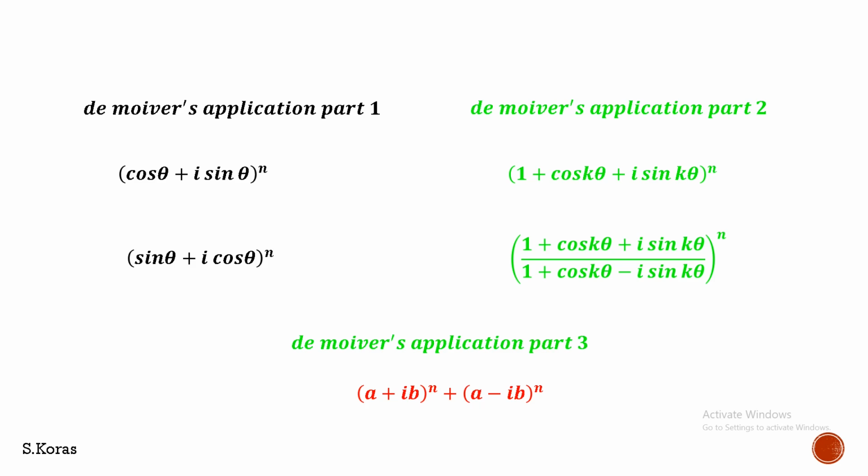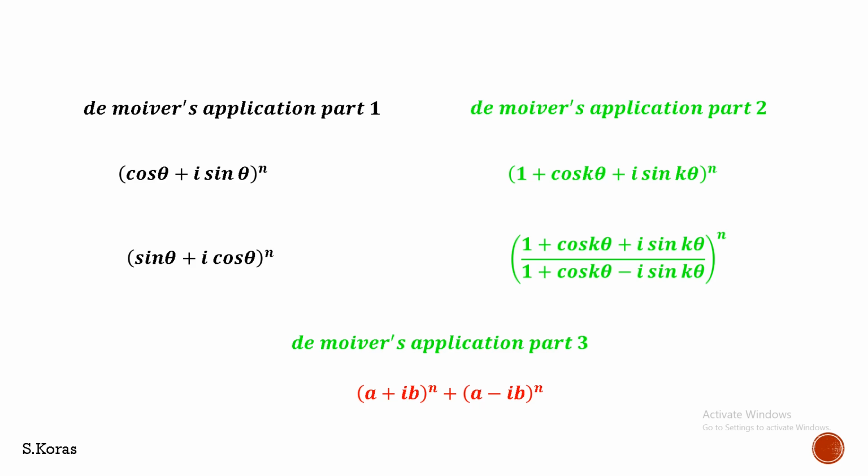In this video we are going to cover only part 1, that is (cos theta plus i sin theta) whole power n and (sin theta plus i cos theta) whole power n. You may ask what is the difference between these two. Whenever we apply de Moivre's theorem, the real part should be in cos theta and the imaginary part should be in sin theta. But in this type, the real part is in sin and the imaginary part is in cos. So here there is a difference. Now we are going to discuss these two types of problems.